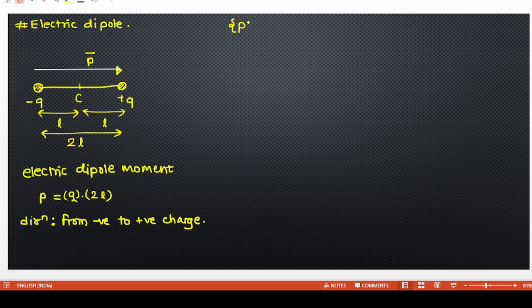Now you tell me what is the unit of electric dipole moment. It is the unit of charge into the unit of separation. What is the unit of charge? Coulomb. What is the unit of separation? Meter. Now don't write a small c here. If you write a small c, you will read it as centimeter. It is not centimeter, it is coulomb meter. So C must be capital. So this is the unit of electric dipole moment.